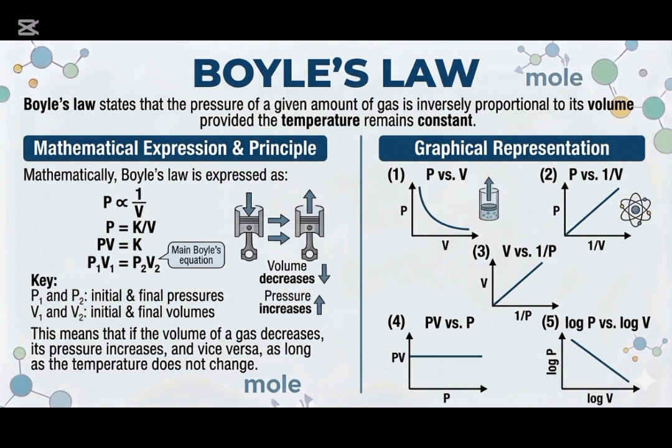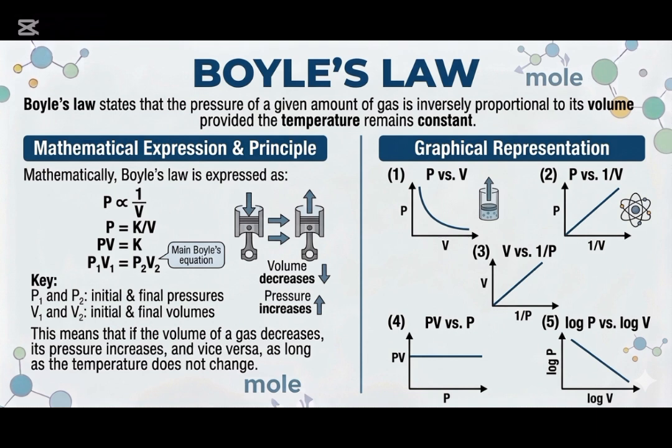Now to graphical representation of Boyle's law. In the first graph of pressure versus volume, that's P versus V, the relationship tells us that this is inverse proportionality. And the shape of the graph is curved, or a rectangular hyperbola, because the change is inverse. This means that as volume increases, pressure decreases.